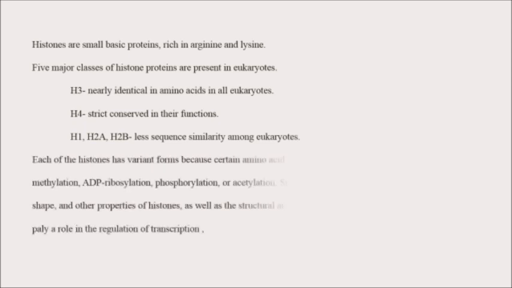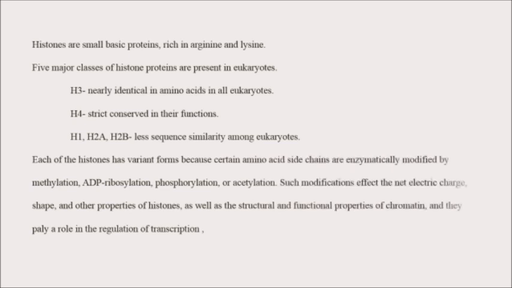Each of the histones has variant forms because certain amino acid side chains are enzymatically modified by methylation, ADP ribosylation, phosphorylation, or acetylation. Such modifications affect the net electric charge, shape, and other properties of histones, as well as the structural and functional properties of chromatin, and they play a role in the regulation of transcription.